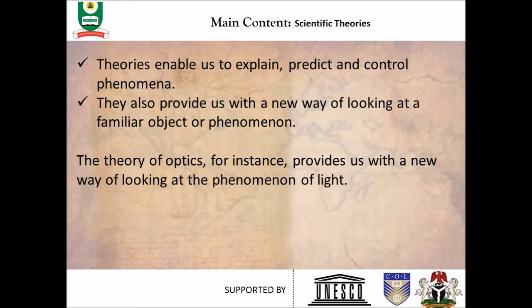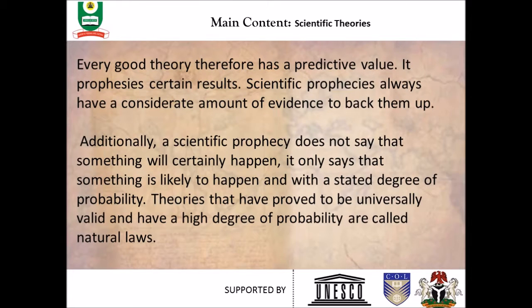Theories, therefore, enable us to explain, predict, and control phenomena. They also provide us with a new way of looking at a familiar object or phenomenon. The theory of optics, for instance, provides us with a new way of looking at the phenomenon of light. Before this theory was discovered, people thought of light in the form of patches, shades of color, etc. With the theory of optics, people's way of looking at light changed. Light is now viewed as traveling, and this gives room for explaining a wider range of phenomena than the old way of looking at light.